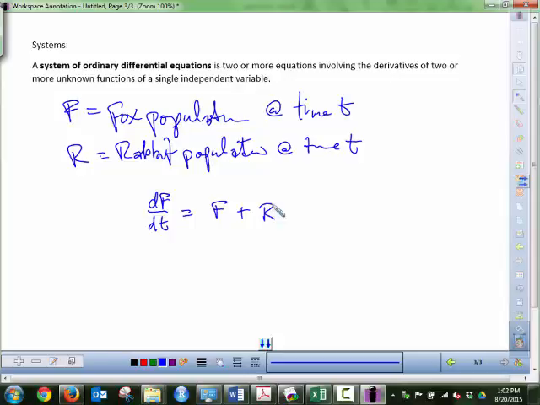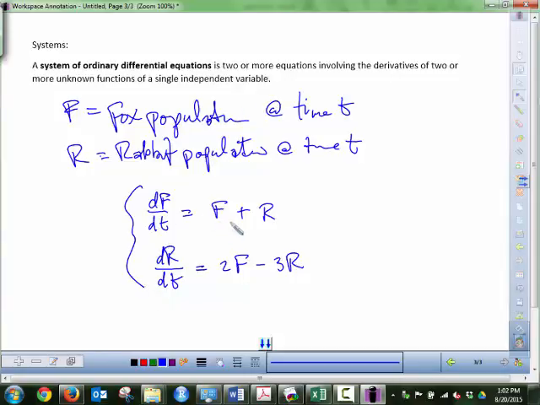And usually these things have constants. So let's say the rate of change of the population of the rabbits is dependent on twice the population of the foxes minus 3 times the population of the rabbits, or something like that. So if you put these two equations together, you get what's called a system of differential equations.